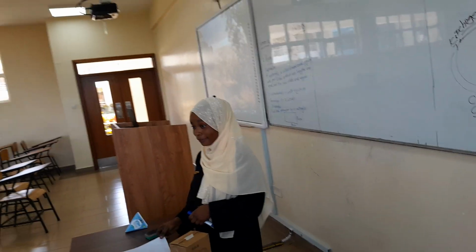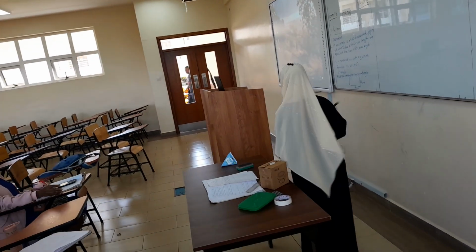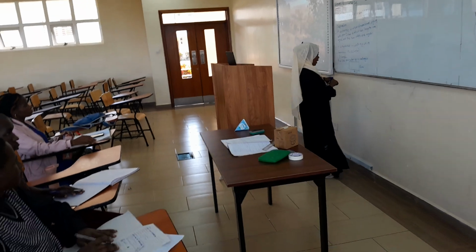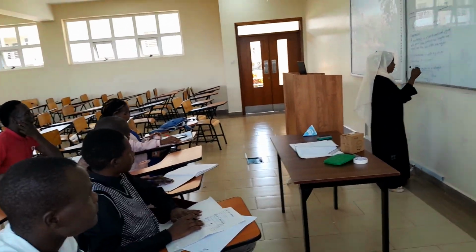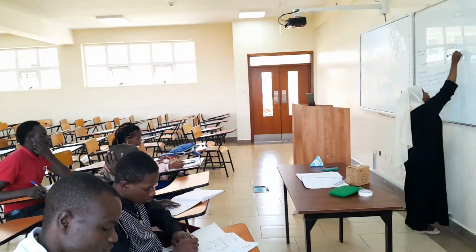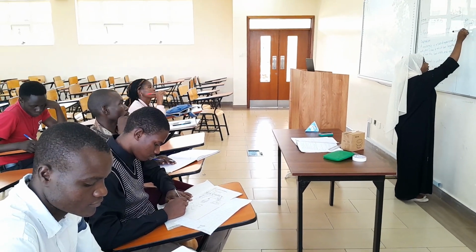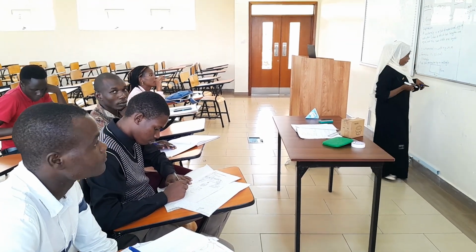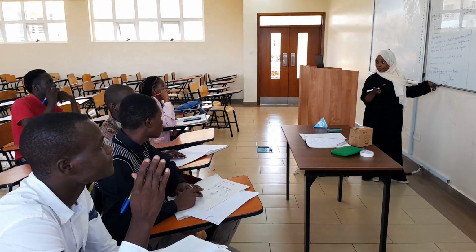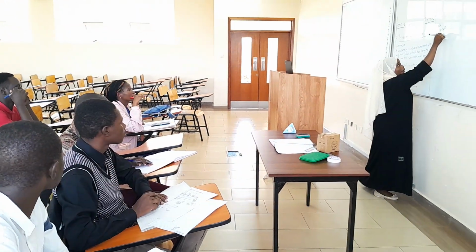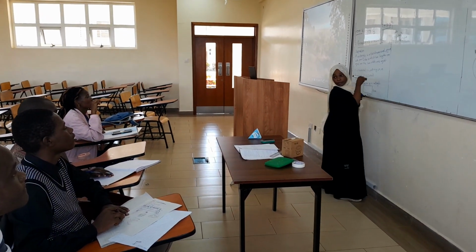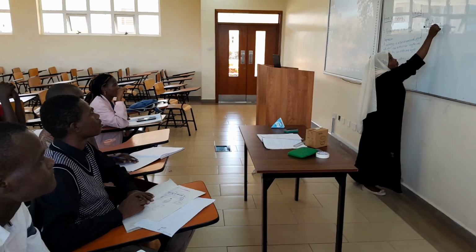Are you done? Yes. Okay, so the perimeter of a rectangle, we have said that it is 2 into length plus width. What is our length here? Just read that. 10. And what is our width? 5. Okay, so someone can work it out for us.